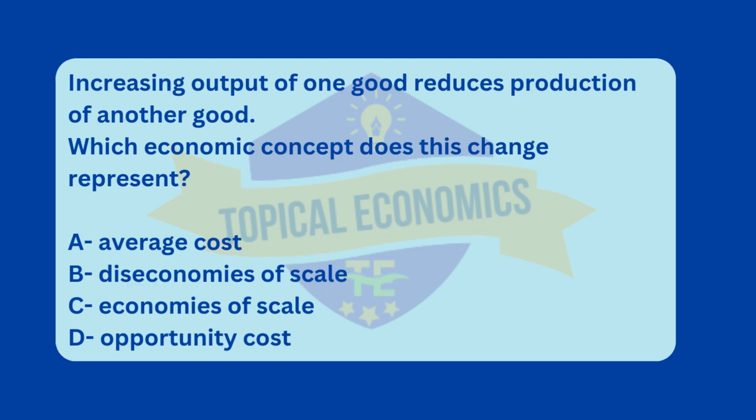Moving to the fourth question. Increasing output of one good reduces production of another good. Which economic concept does this change represent? A. Average cost. B. Diseconomies of scale. C. Economies of scale. D. Opportunity cost. This question is from year 2021 May-June version 3 paper.